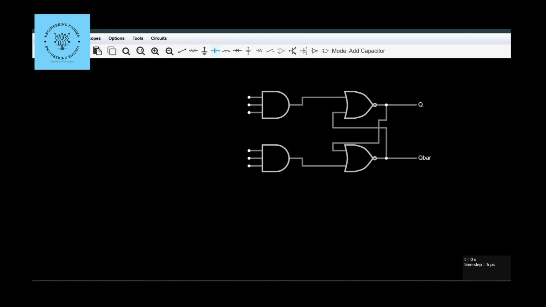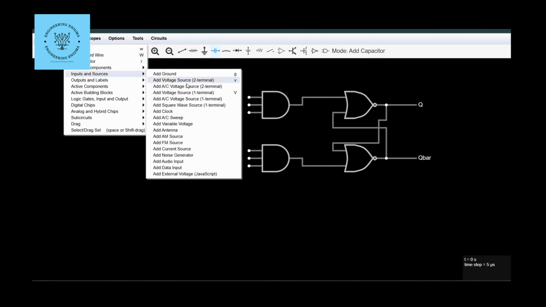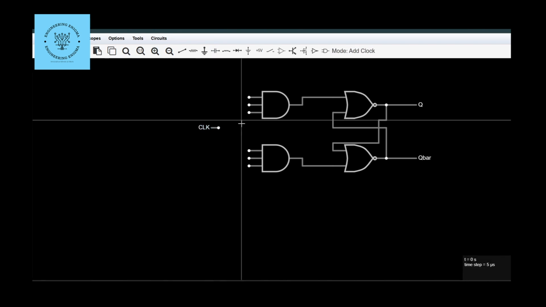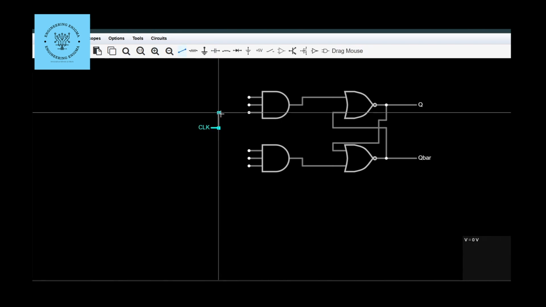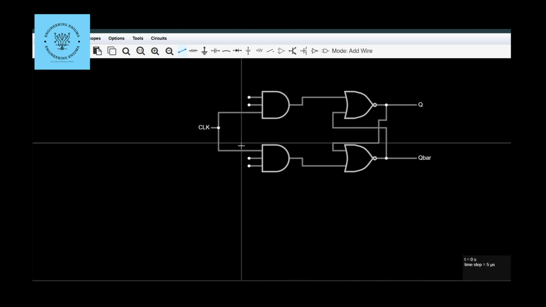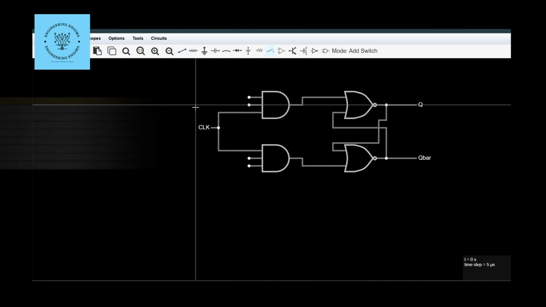Now let's understand how the circuit works. When the clock is low, the flip-flop does not change its state. The output remains the same. When the clock becomes high, the inputs J and K control the output. Now let's look at the truth table. I will also display the truth table on the screen in between the video.